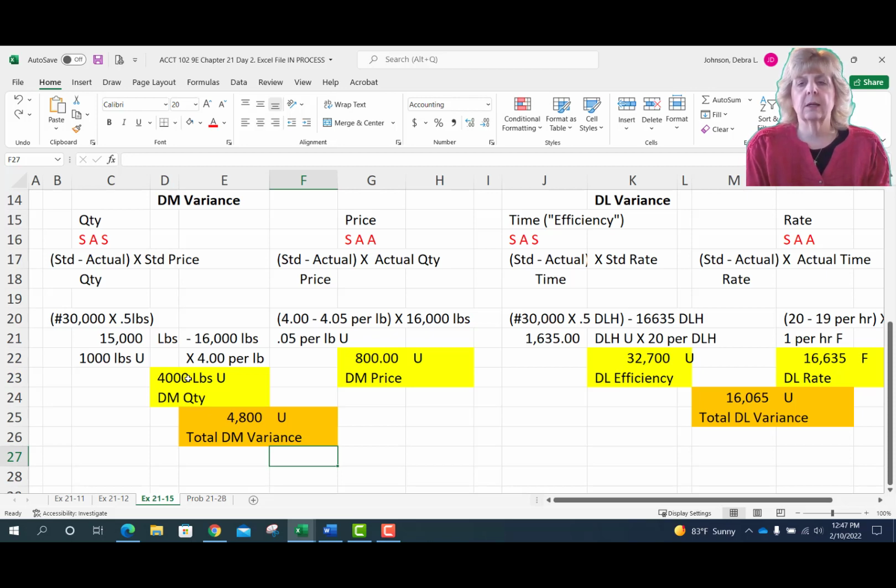Offsetting that on the rate side was a savings of over $1 per hour, resulting in a favorable variance of $16,635. Those two had separate signs, so we net them and take the higher of the two signs. The total direct labor variance, as shown, was $16,065. I'll follow this answer up with the suggested solution based on the author's formulas.